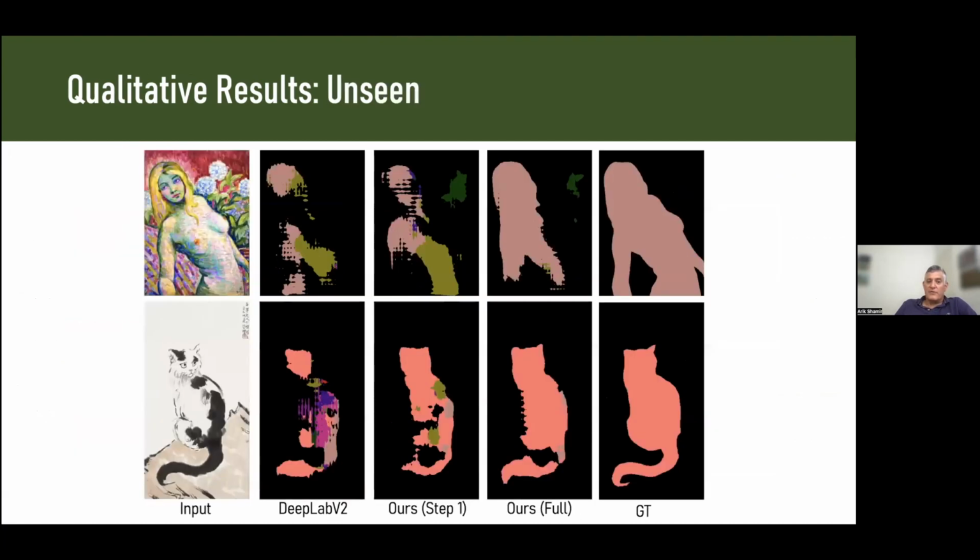Here are some results on the unseen data sets. So these are images whose artistic style is totally different from the ones that we trained on. And still you can see that we can get rather nice results.